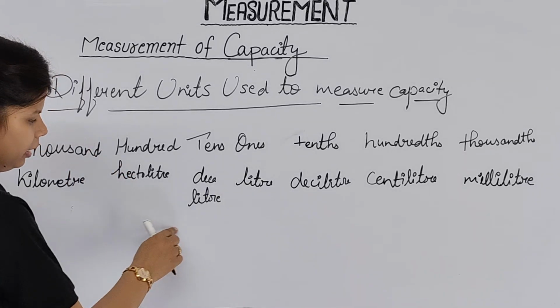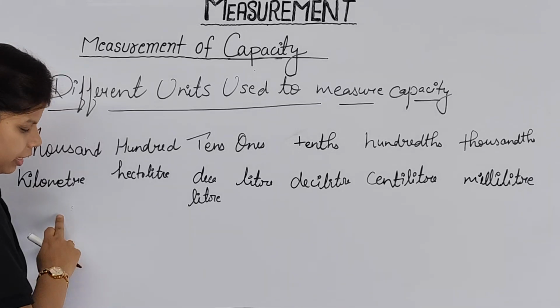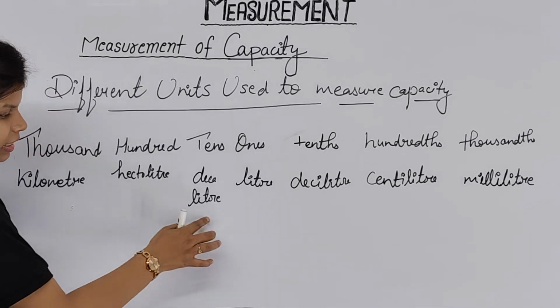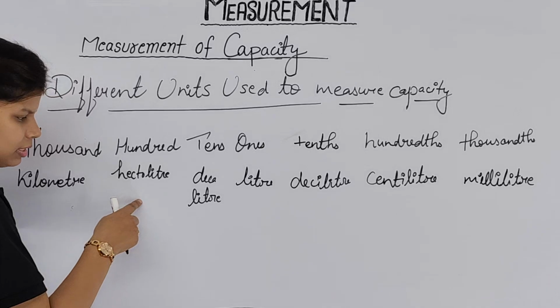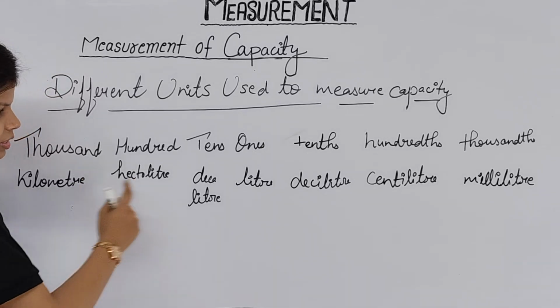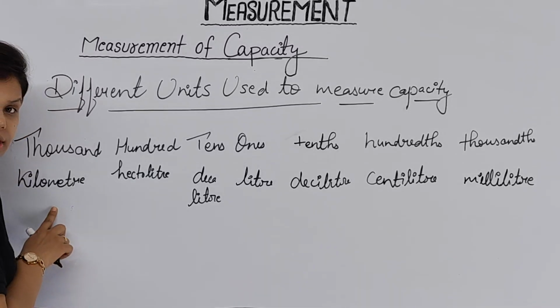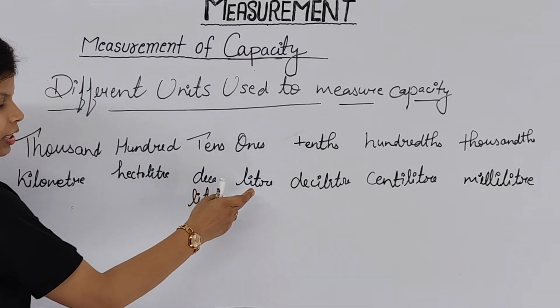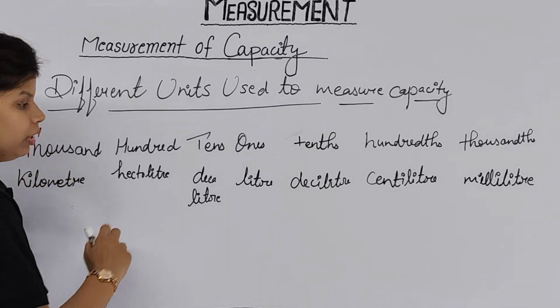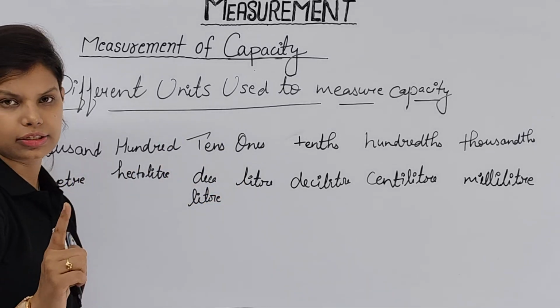Now you can turn 10, 100 and 1000, and when you are going to multiply at three places, this is your ones place, then 10, 100, and here you have 1000. That means at the ones place we have 1. When you multiply 1 with 1000, then you get 1000. That's why 1 kiloliter will be equal to 1000 liters.